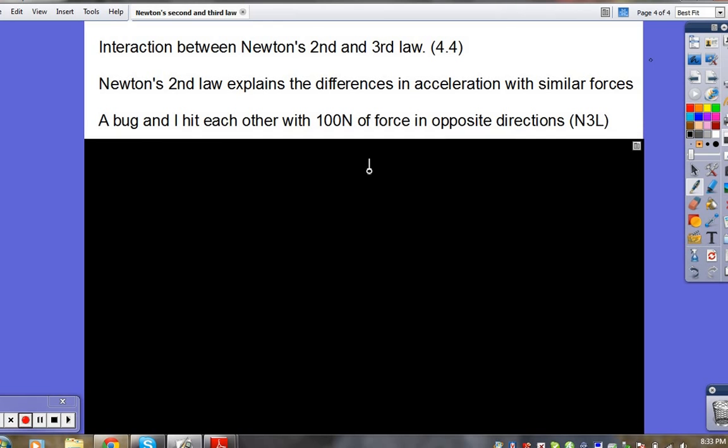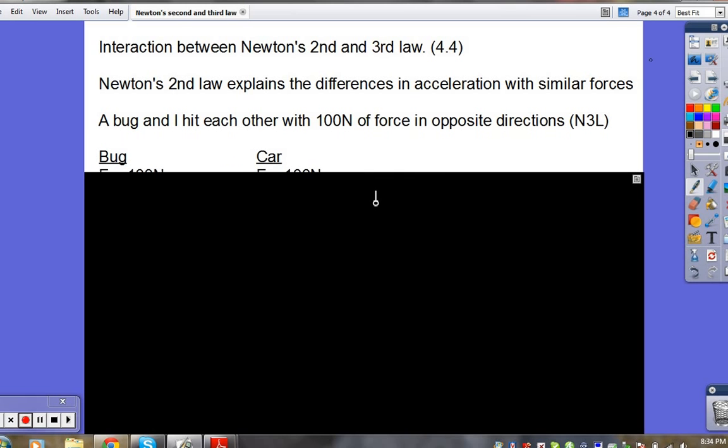So let's take the example that I just gave. A bug and I hit each other with 100 newtons of force in opposite directions. That's Newton's third law, and that's just what it is. The force of an interaction is always equal and always in opposite directions.